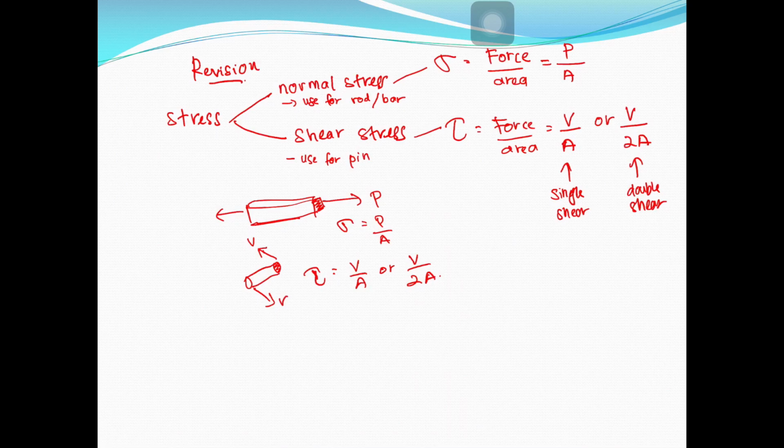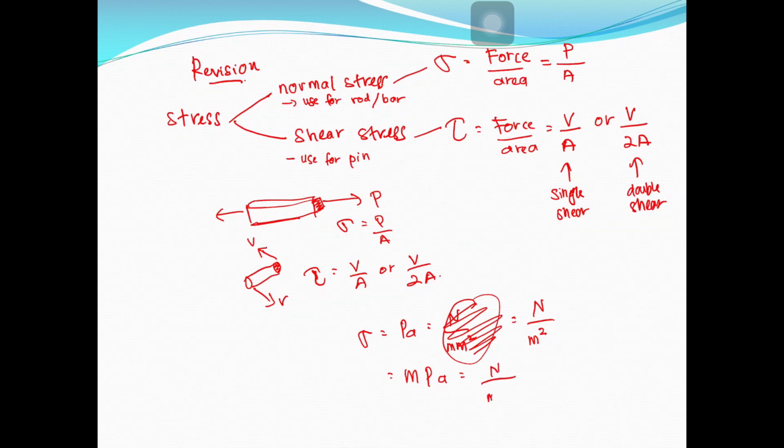The unit is sigma equals Pascal or Newton over mm squared. You can use this one, or you can use not this one. Pascal is Newton over meter squared. If you use megapascal, you simply can use Newton over mm squared. Okay, that's our revision.